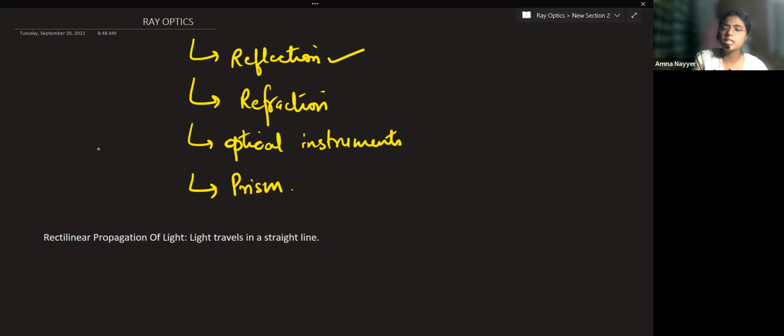There you have lenses with you. Convex lenses are there, concave lenses are there. That part is your refraction part. So this was included last year also. This is still included. Then you have optical instruments.